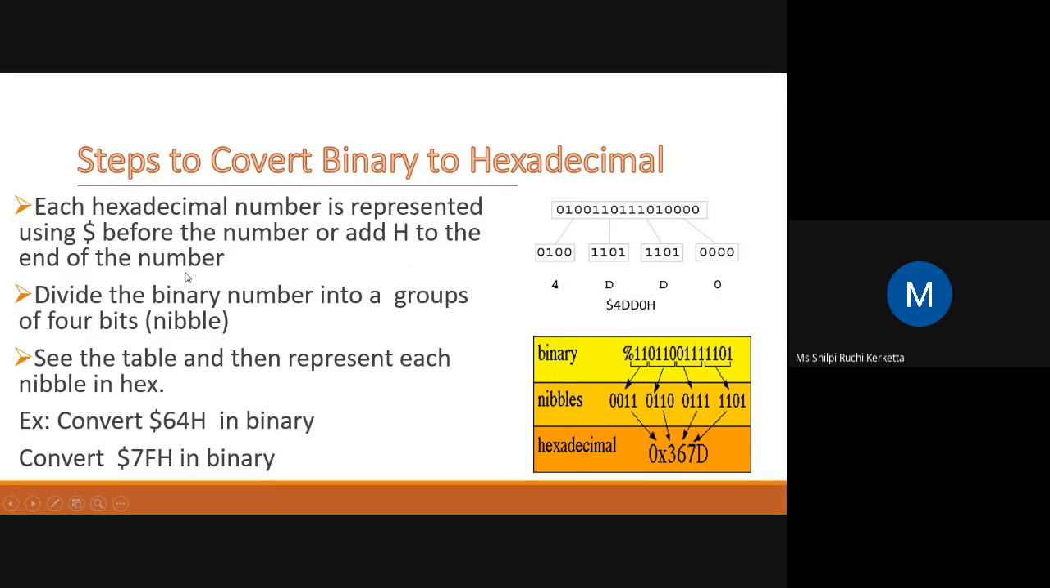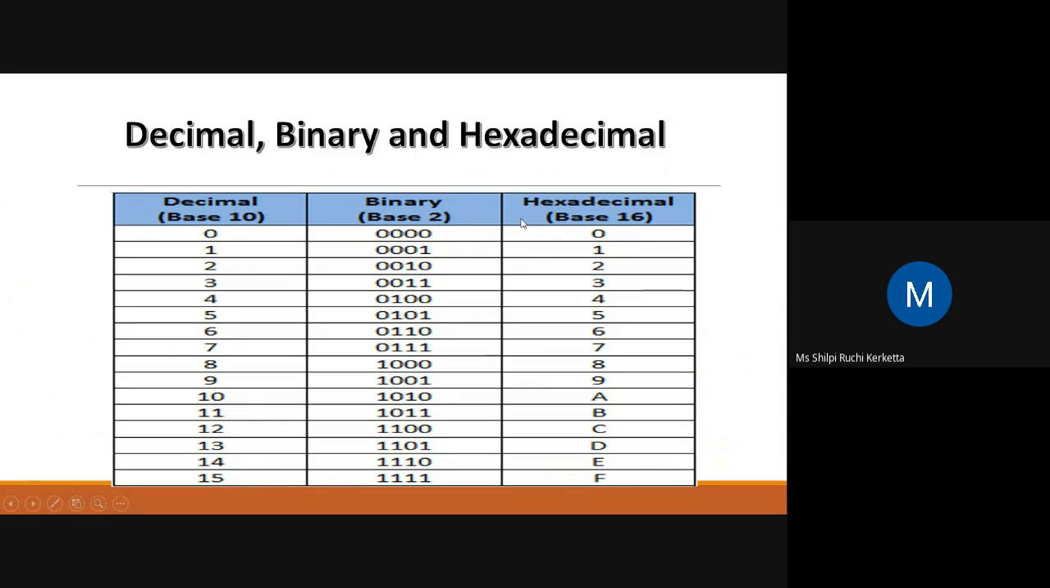So what are the steps to convert this binary to hexadecimal? We have a binary number. We will start from the right-hand side. You remember this table. What is there in the table? We have only 0 to 15, and only 4 binary digits are there.